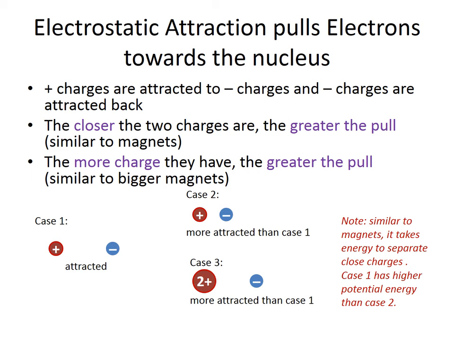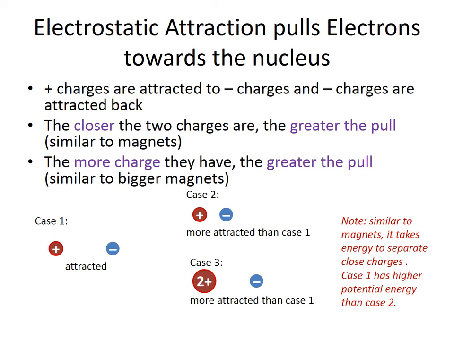It is true not only that opposite charges attract one another, but also how big the charge is and how close the charges are has an effect on this. So if I have a positive and a negative charge, they will be more attracted to each other if they're closer than if they're farther apart. This is kind of like magnets. Magnets are another attractive system, like electrostatics. So the closer they are, the stronger the attraction.